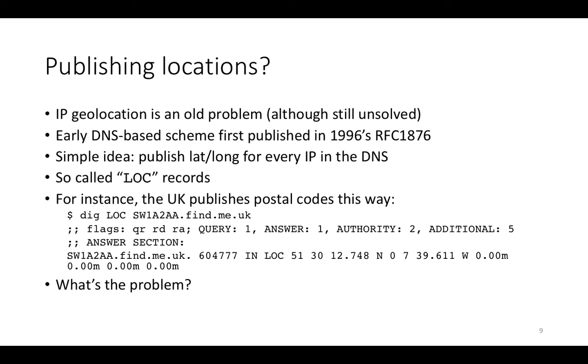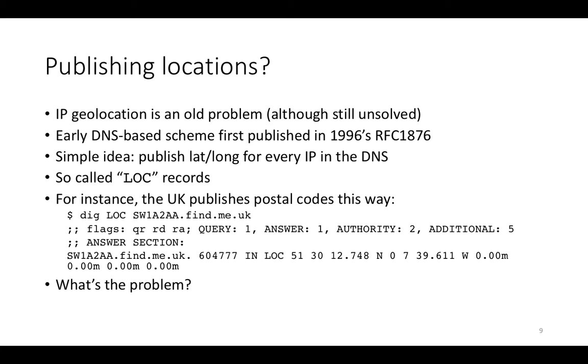So if we think about solutions to the IP geolocation problem, which is an old problem, although it's still unsolved, we can imagine different ways of just simply trying to publish location. The way that much content is published today is in the DNS. So for instance, you'll recall that the DNS contains A records, it contains pointer records, it contains MX records that indicate the mail exchanger and the mail server that's used for different domains.